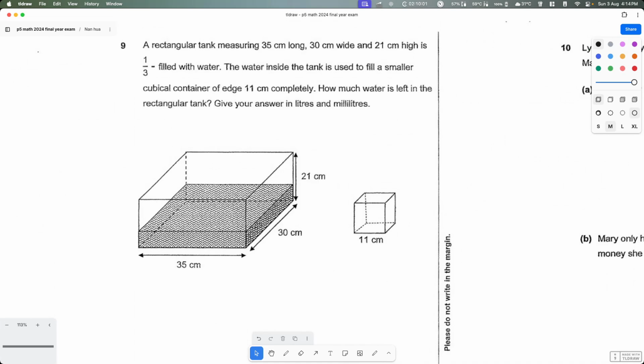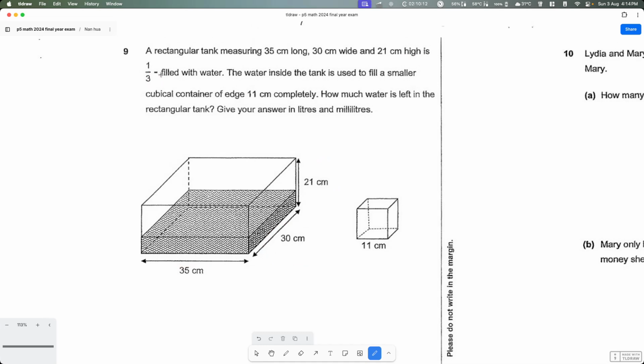Okay, so a rectangular tank measuring 35 centimeters, 30 centimeters, and 21 centimeters high, is one third filled with water. The water inside the tank is used to fill a smaller cubical container of each side 11 centimeters completely. How much water is left in the rectangular tank? Give your answers in liters.